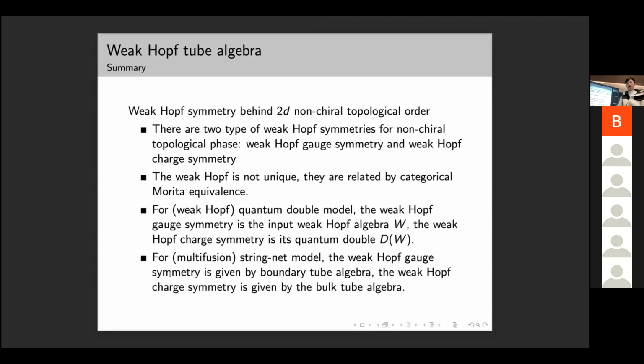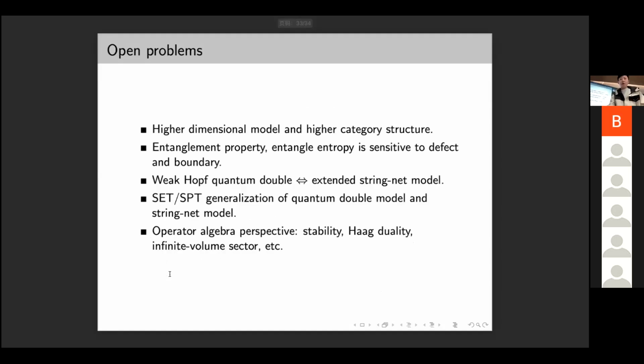And to make a summary, the tube algebra gives us the weak Hopf symmetry for the string-net model. Because we have worked this out for the multifusion string-net model, this also covers the string-net model. So for the string-net model, we can also have this tube algebra. This tube algebra is just the weak Hopf charge symmetry. The bulk tube algebra is just the weak Hopf charge symmetry of the string-net model, and the boundary tube algebra is just the weak Hopf gauge symmetry for this bulk phase. And this can also be related to the quantum double model. And okay, there are also some open questions.